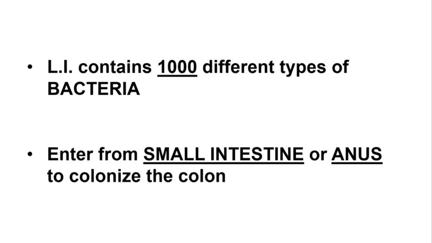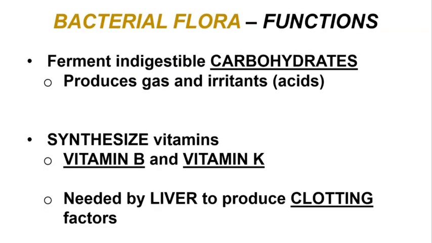The large intestine does contain, as we mentioned previously, a number of different bacteria. There are approximately 1,000 different types of bacteria that enter the large intestine from either the small intestine or from the anus in order to colonize the large intestine. The bacterial population, which is often referred to as the bacterial flora, function to ferment indigestible carbohydrates, which produces gases like carbon dioxide, as well as acids that can potentially irritate the large intestine. These products are normal byproducts of bacteria breakdown and bacterial metabolism.